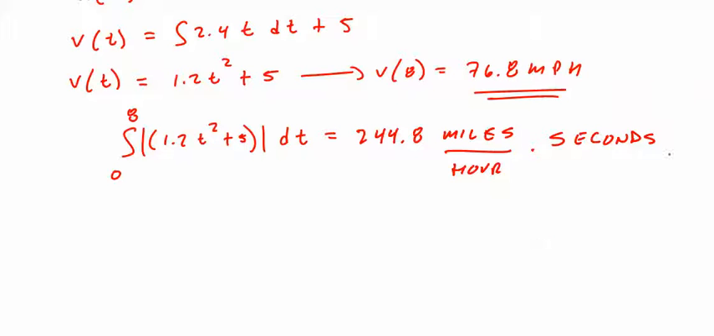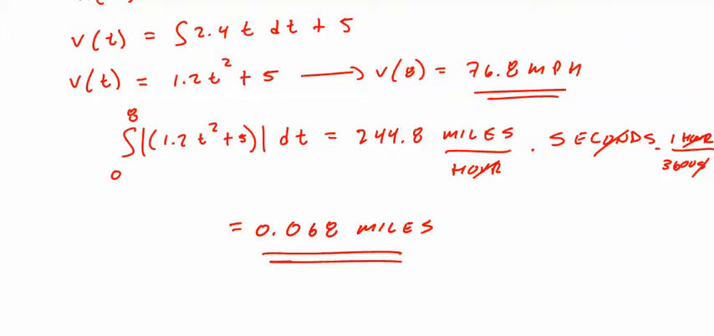So we have to times 1 hour is 3,600 seconds. Seconds cancel, hours cancel, and we're left with miles. So once we do that, we find out it went 0.068 miles.